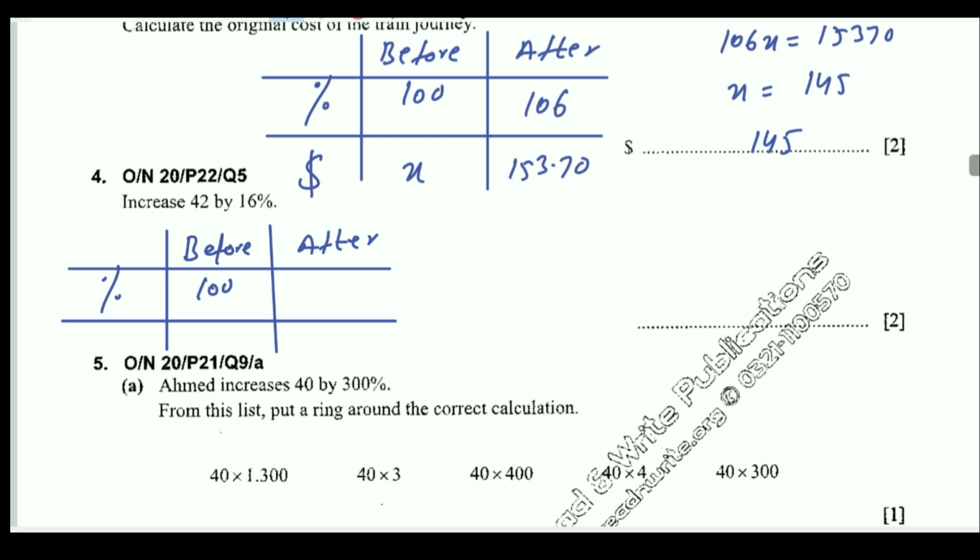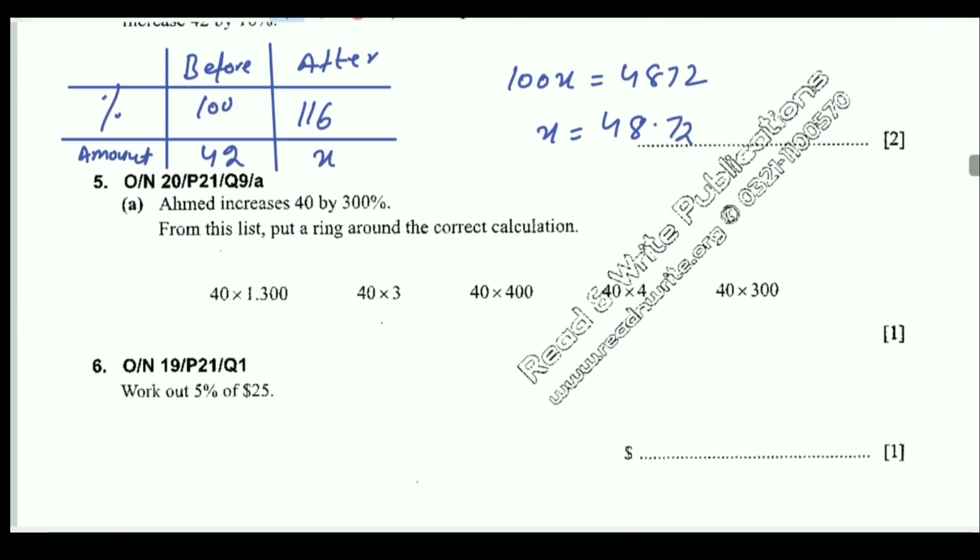Okay, so increase 42 by 16%. So increase amount: 42 is the before price, the after price we have to find, and increase means 16 will be added to 100, so it will be 116. Simply do cross multiplication. 48.72. Okay, this is your final answer.